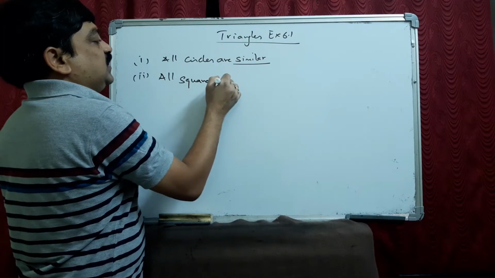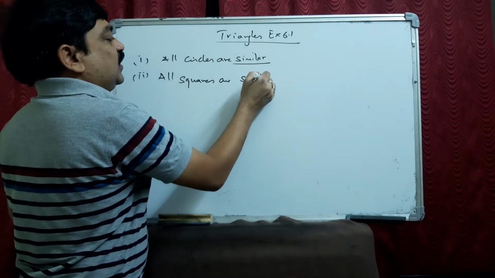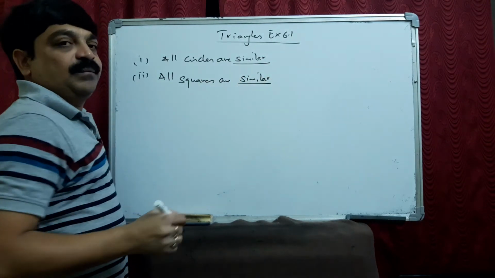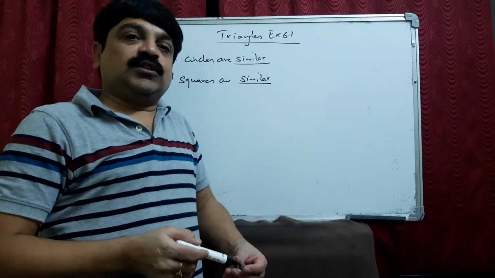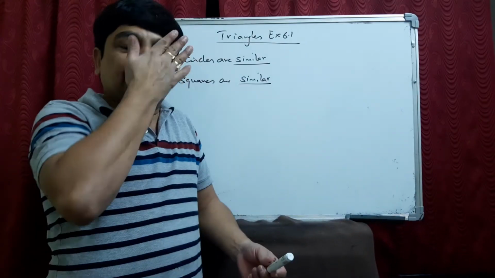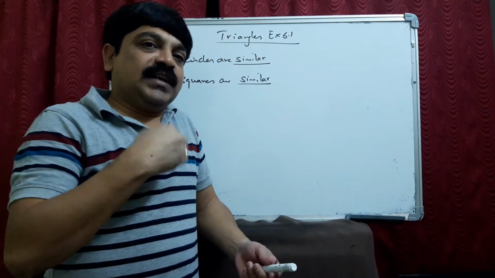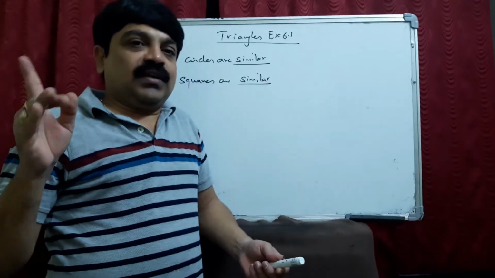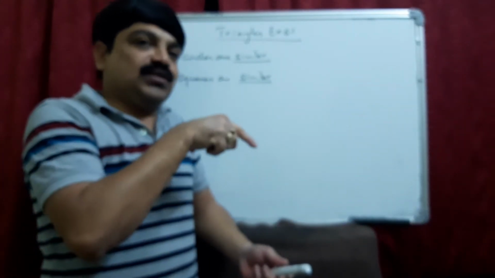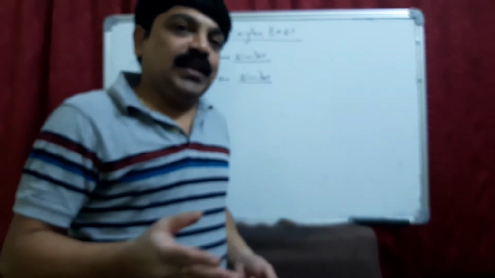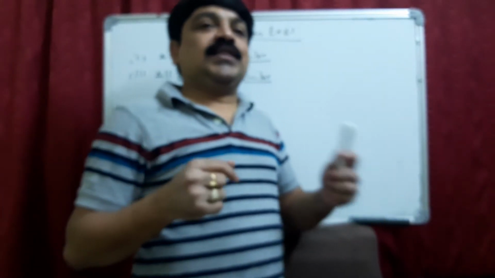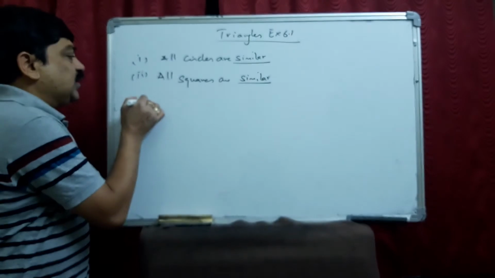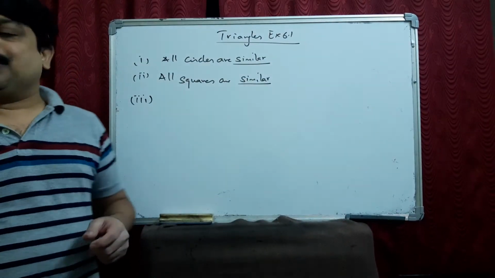What about all squares? These are also similar, no? Why are all squares similar? Because in a square the corresponding angles are 90, 90, 90, 90, and if you take the ratio of the corresponding sides, it will be the same, because a square has all sides the same, and the other square also has all sides the same. So we can consider all squares to be similar.